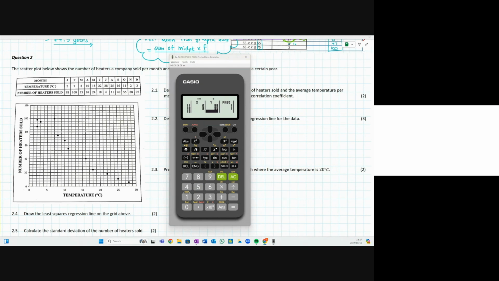Right, all my data is in. I'm going to give you one more minute though, because I understand we might just take a little bit of time. So one more minute and then we're going to go.